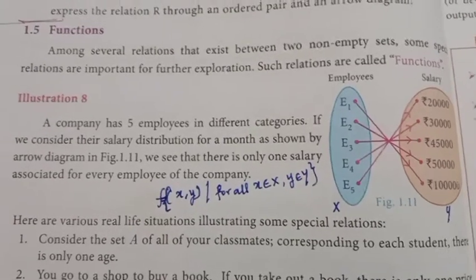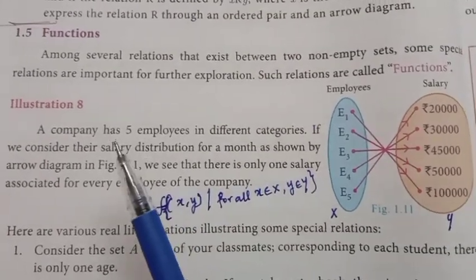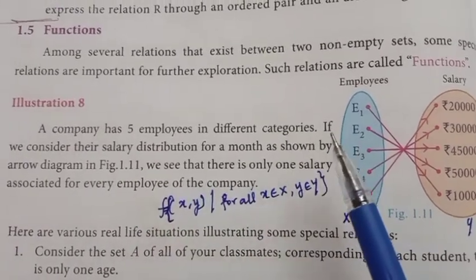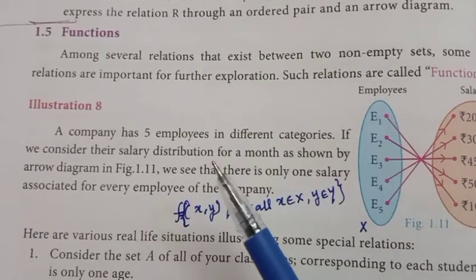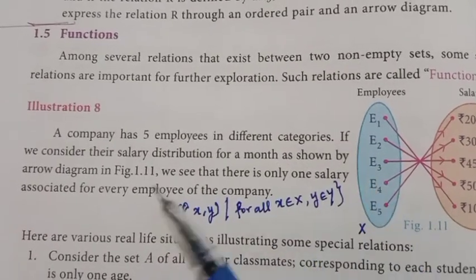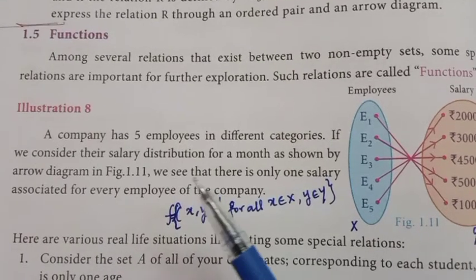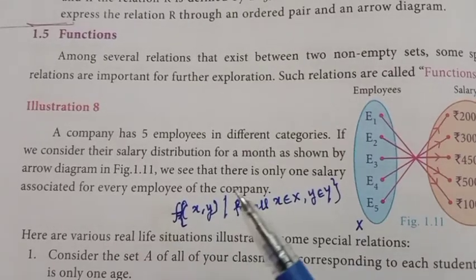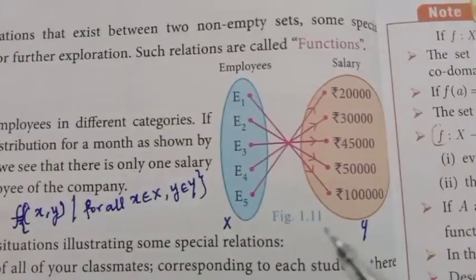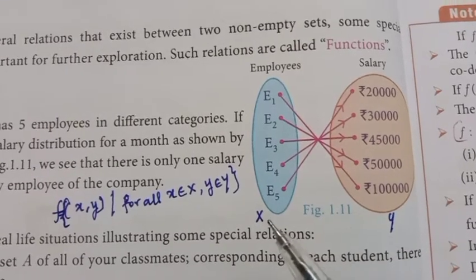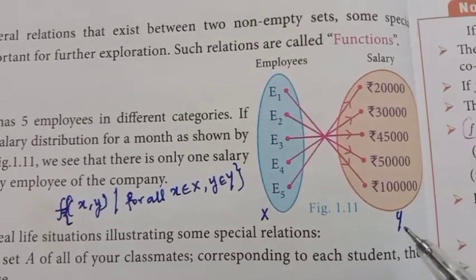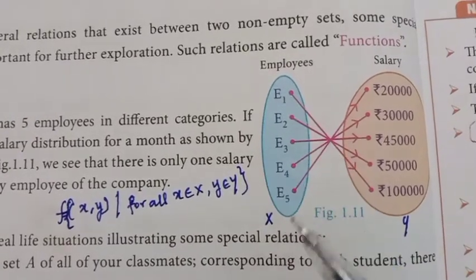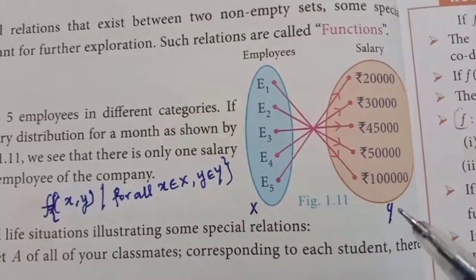Listen, students, a function with an example. A company has 5 employees in different categories. If we consider their salary distribution for a month as shown by the arrow diagram, we see that there is only one salary associated with every employee of the company. Observe this arrow diagram. One side is set X, the other is set Y. Set X is E1, E2, E3, E4, E5, called employees, and they are related to salaries.